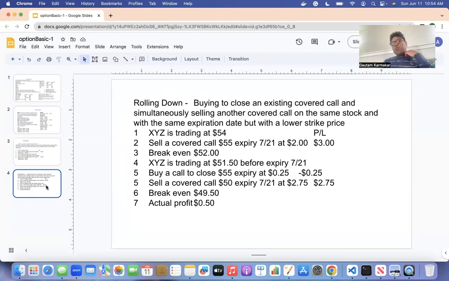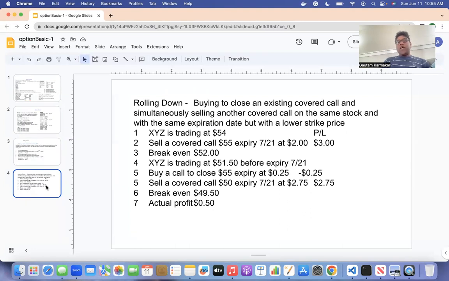But in the meantime, what you are doing is you are getting more and more premium. So let's say XYZ is trading at $54. You sold a covered call at 55, and you generated $2 income. So basically $200 you want. Your break even is now $52, 54 minus 2.